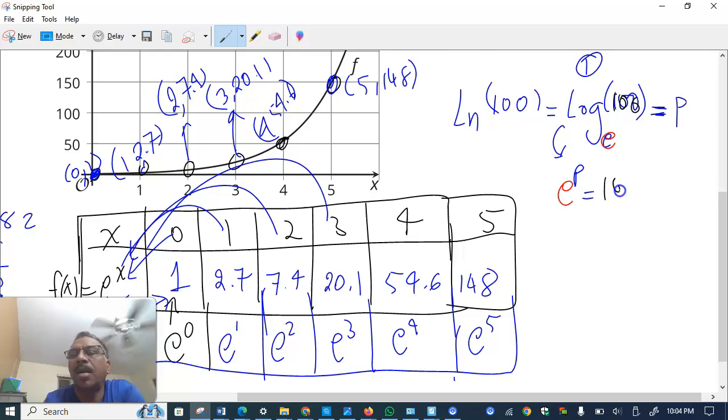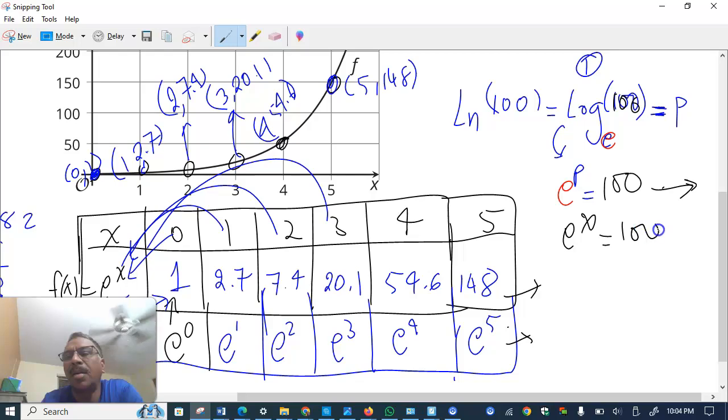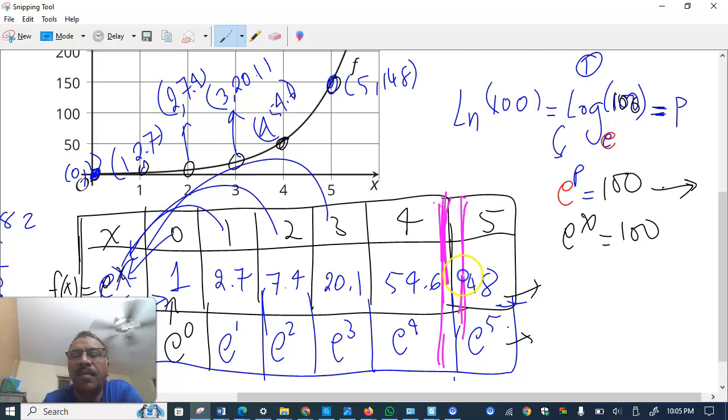Once you notice this, you think, oh wow, we have the same thing. It is like e raised to x equals 100. For the function e raised to x that you see here, we want to know when this is going to be 100. Somewhere in between 4 and 5, because this is 54 and this is 148, there is that 100.